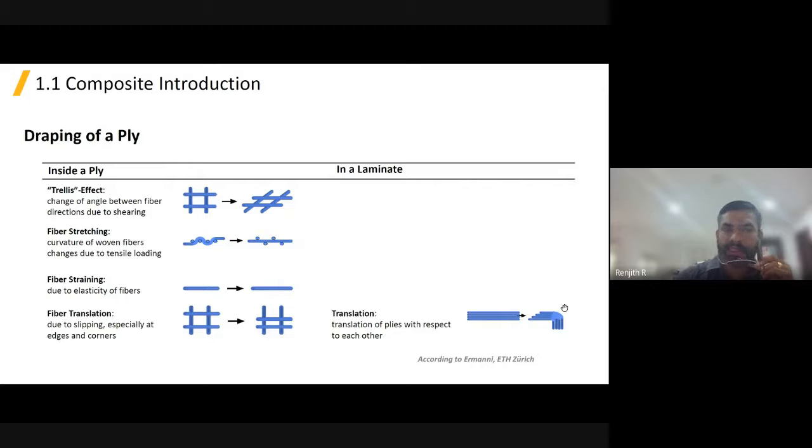And the second type, you can see from this, it's actually a side view of the composite. You can see the expected fiber is positioned like this, but due to fiber translation, it will be just like this. So this is also a draping effect.